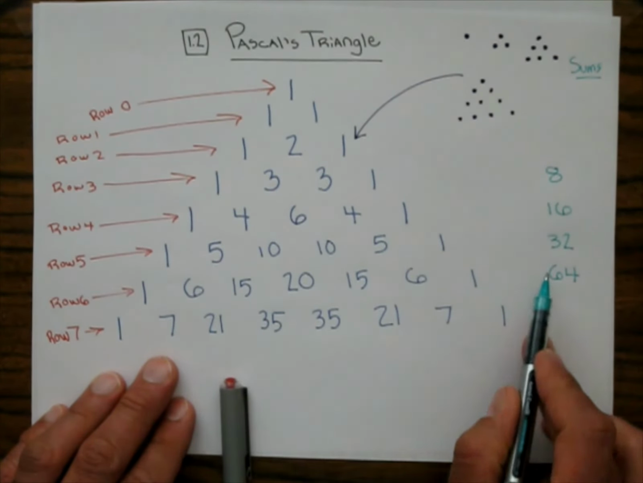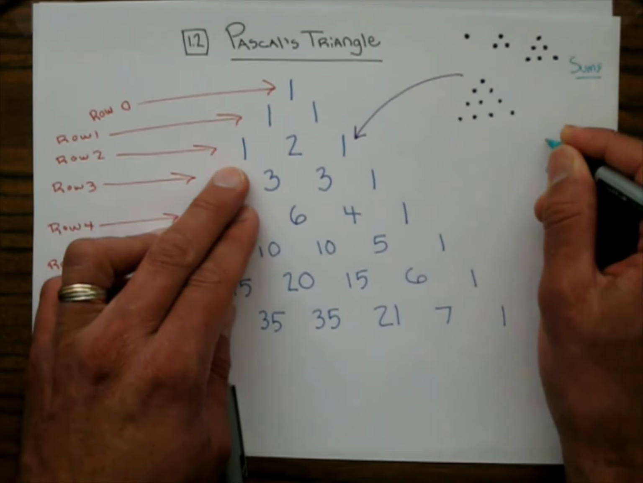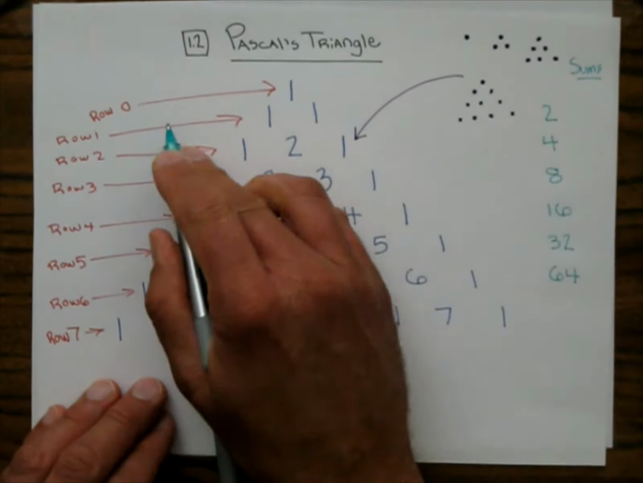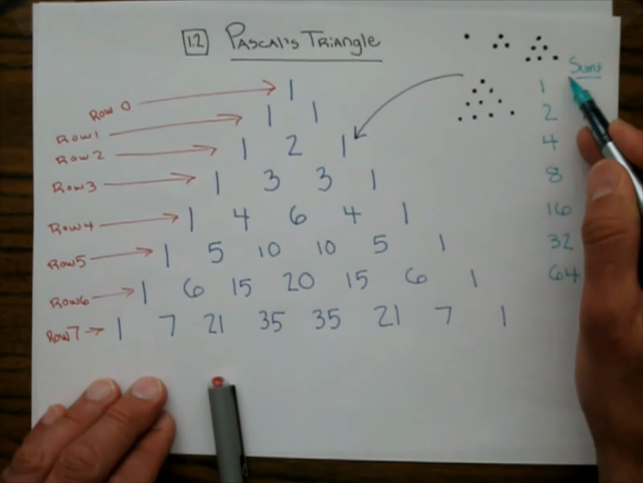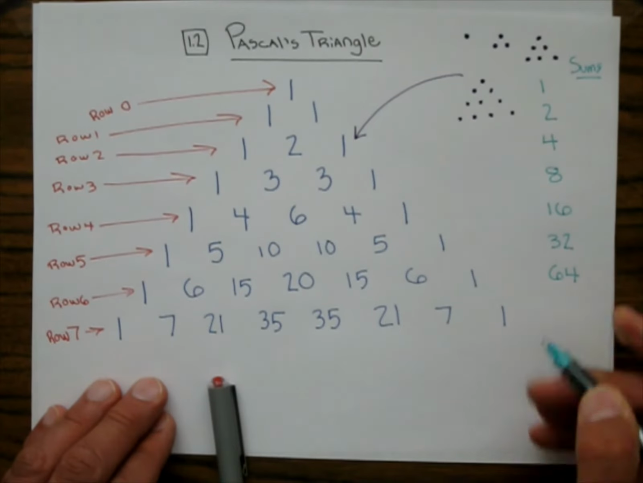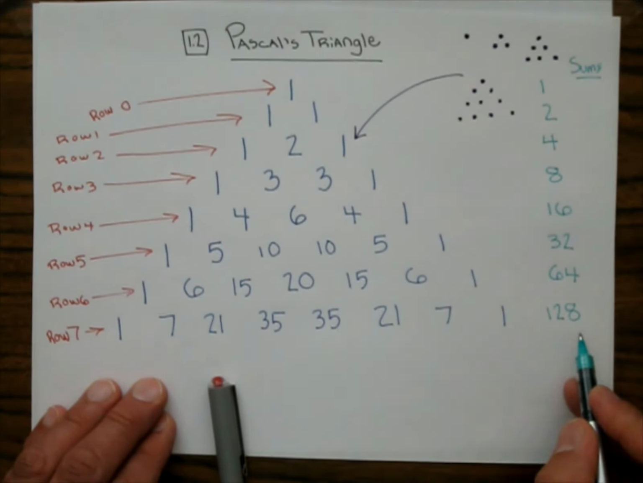Look at this right here. The sum of row 2 happens to be 4. The sum of row 1 is 2, and the sum of row 0 is 1. What kind of sequence is this? 1, 2, 4, 8, 16, 32, 64. This one's going to be 128. This is a geometric sequence.